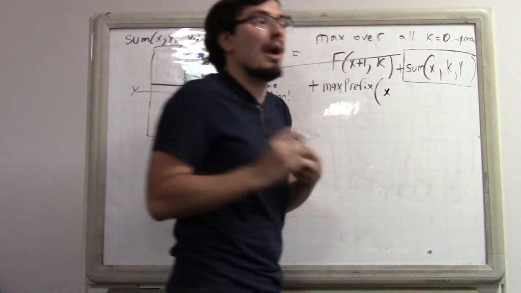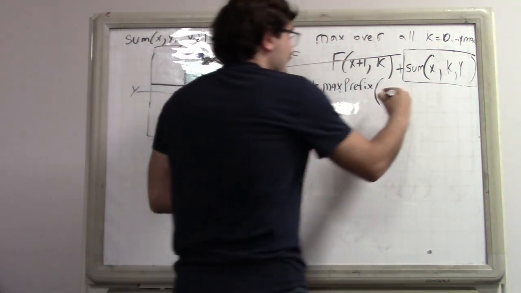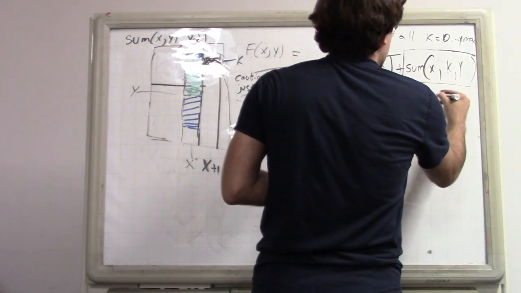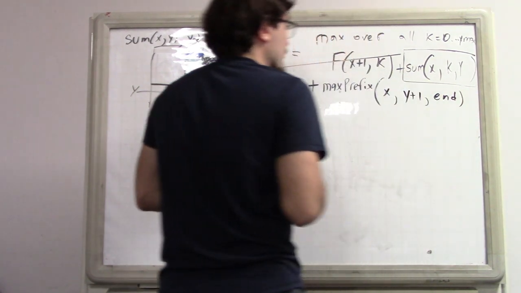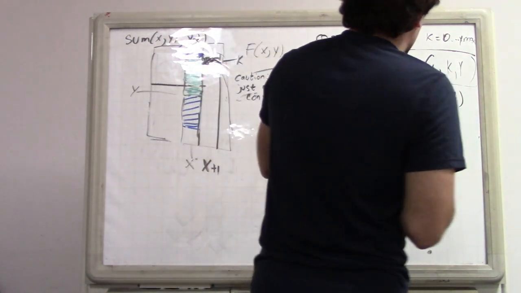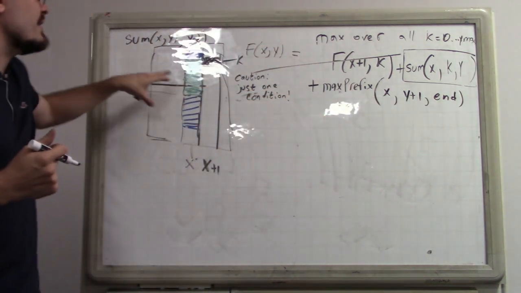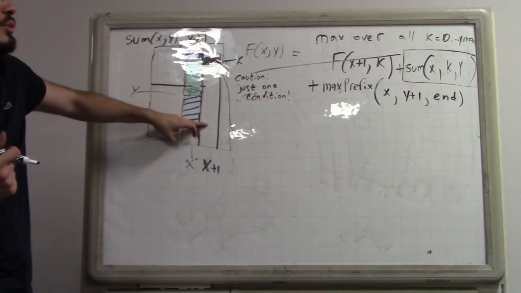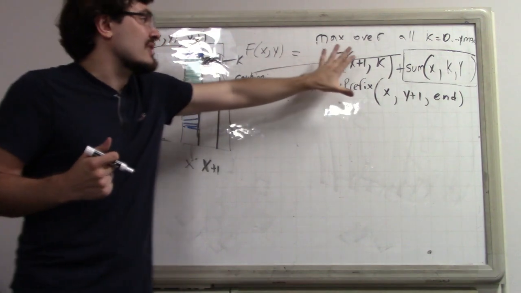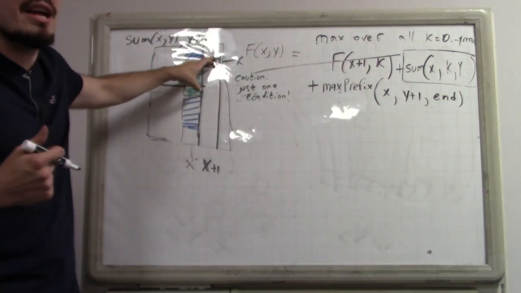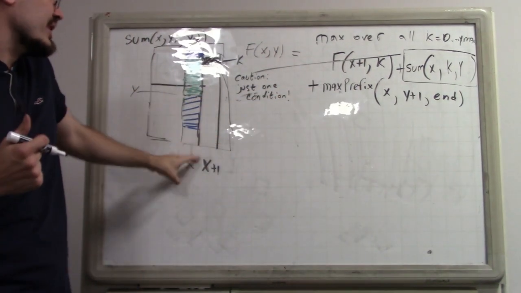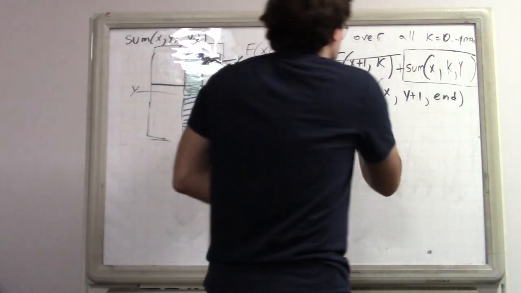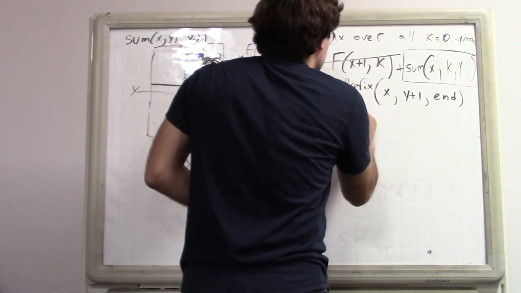We'll always include x as a parameter. All of these have two y parameters and an x parameter: x, y plus one, n. Keep in mind these may be inverted. If the k comes after the y, these will be inverted. This expression is for the case where the k comes before the y. There's a very similar looking expression when k is after the y. Okay, so max prefix, and then max suffix.